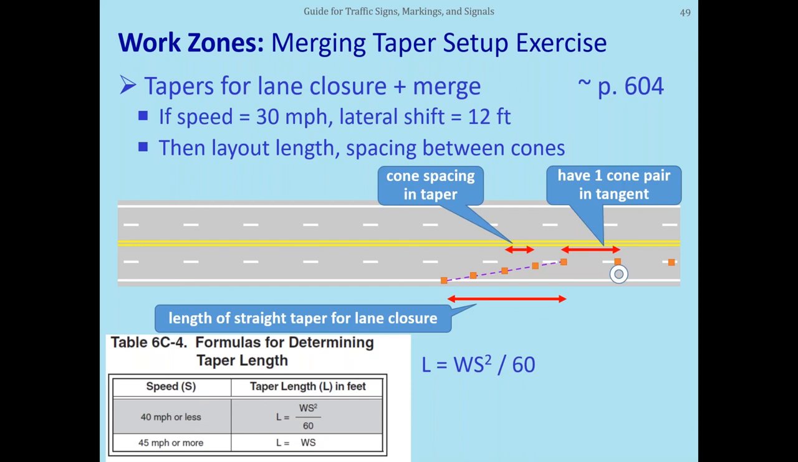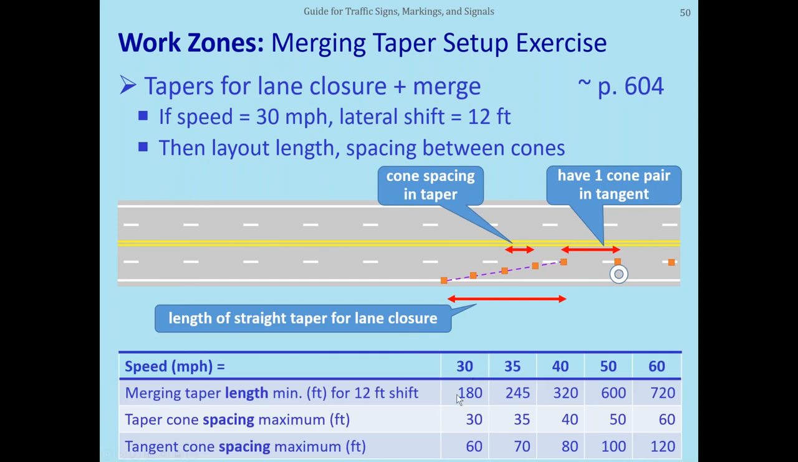We do have a few answers coming in through the questions pod. So far, looks like folks are getting 180 feet. Well, I'm encouraged. There's the substitution into the equation, and there's the distance, 180. So it appears that people know how to handle this. Now, what is that actually going to look like? For 30 miles an hour, 180 feet, the spacing between the channelizing devices is 30 feet in the taper, 60 feet in the tangent.